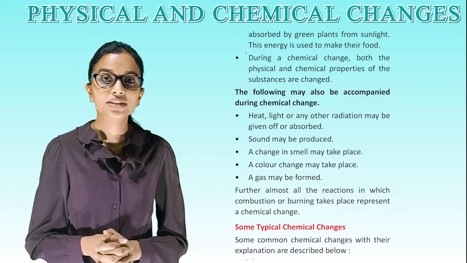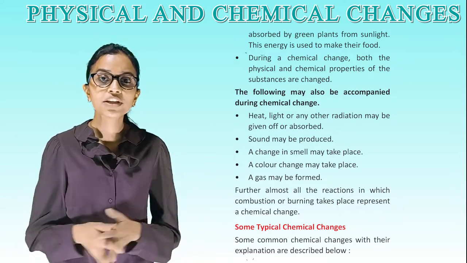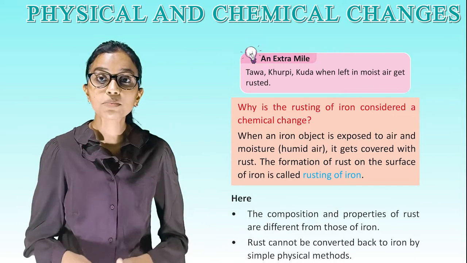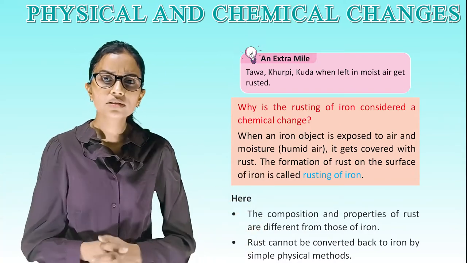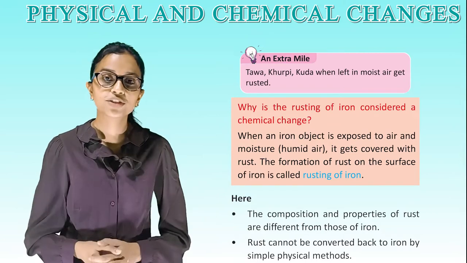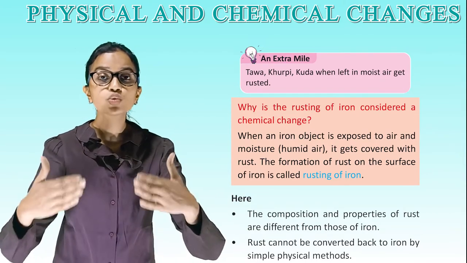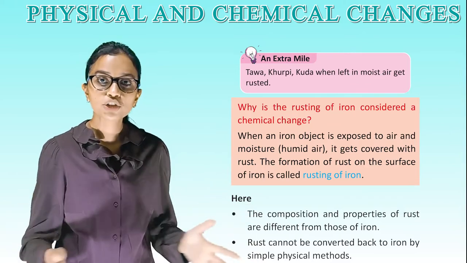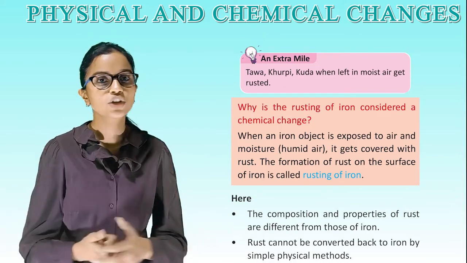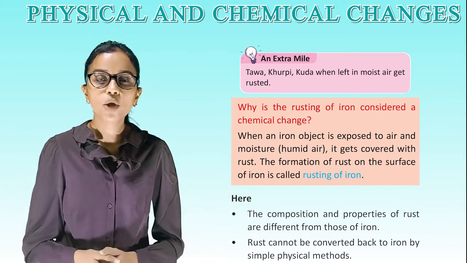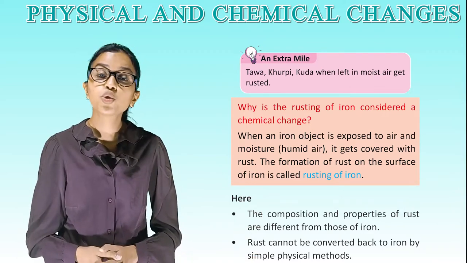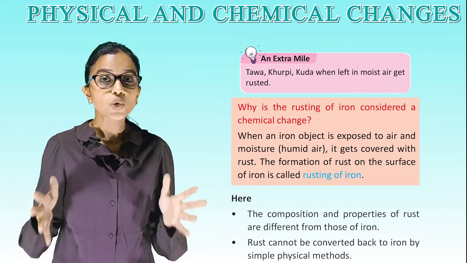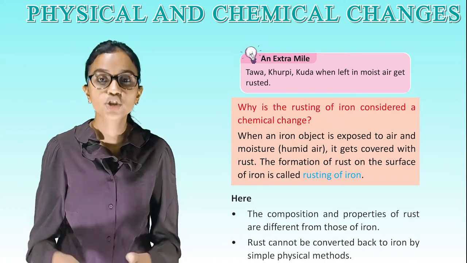Some typical chemical changes. Some common chemical changes with their explanation are described below. An iron knife, tawa, khurpi, or kudal when left in moist air gets rusted. Why is the rusting of iron considered a chemical change? When an iron object is exposed to air and moisture, humid air, it gets covered with rust. The formation of rust on the surface of iron is called rusting of iron. Here, the composition and properties of rust are different from those of iron. Rust cannot be converted back to iron by simple physical methods. So, rusting of iron is a chemical change.